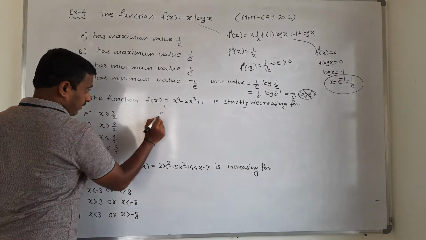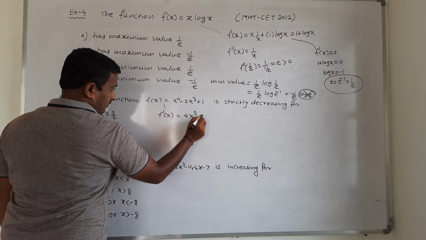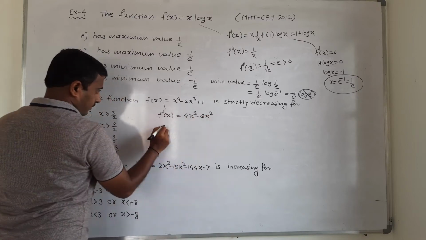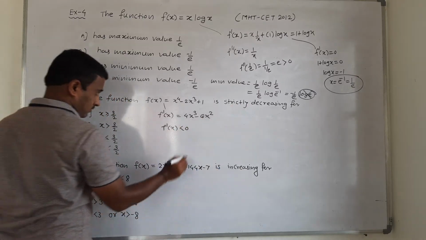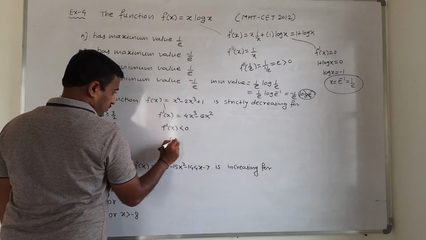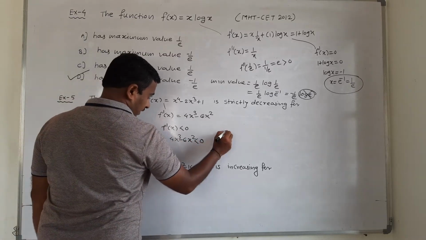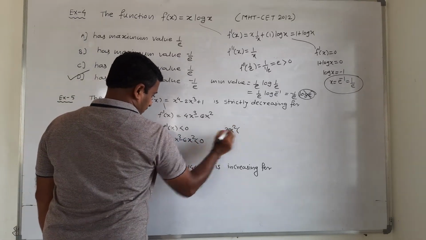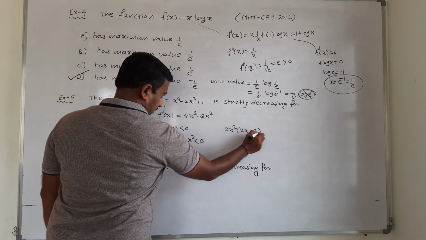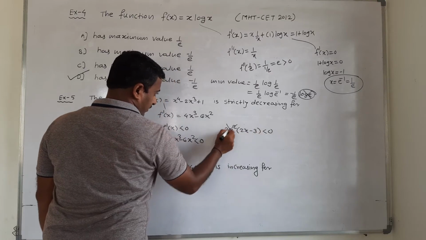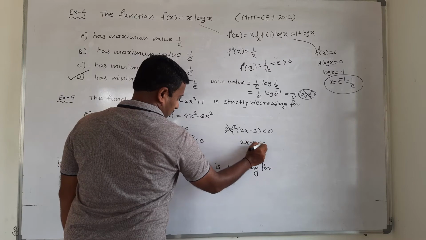Find out the derivative f'(x). f'(x) is equal to 4x³ minus 6x². For a strictly decreasing function, f'(x) less than 0, that is 4x³ minus 6x² less than 0, that is 2x² out, then 2x²(2x minus 3) less than 0.